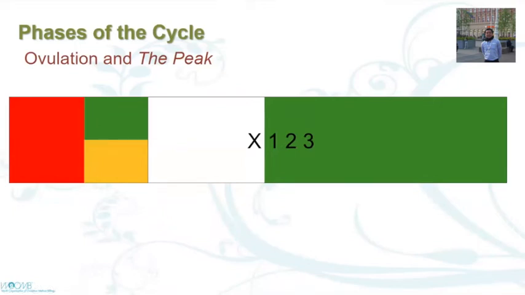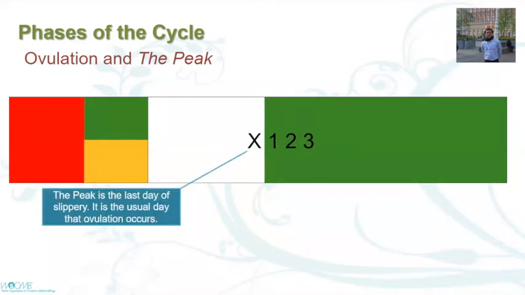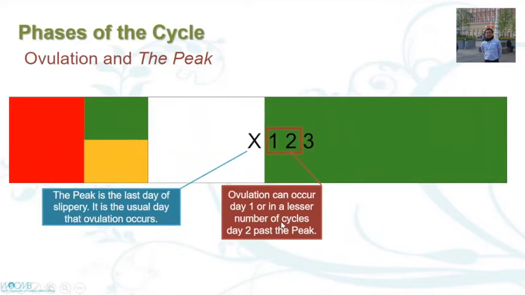So take note that during the peak day, there is what we call an ovulation. The peak day is the last day of slippery sensation. It is also the day of ovulation. Okay, but there are scenarios wherein ovulation might take place during day 1 or day 2 after the peak day.